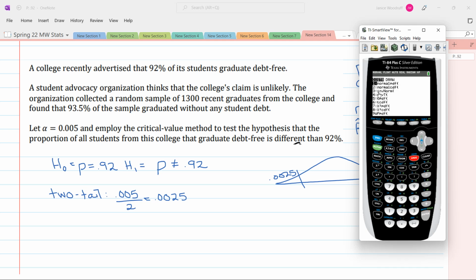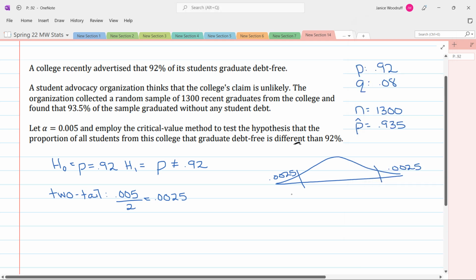All right, so inverse norm, 0.0025, 0 and 1. That will give us negative 2.807 and positive 2.807. Okay, so our critical value Z is plus or minus 2.807.